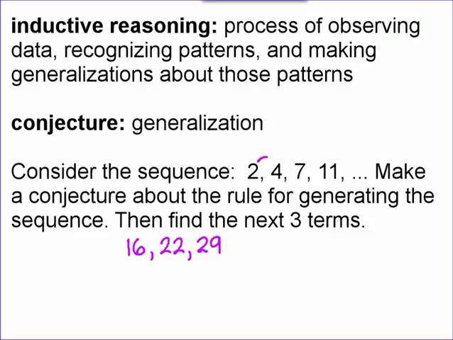So what have you done to 2 to get 4? Added 2. What have you done to 4 to get 7? Added 3. What did you do to 7 to get 11? Added 4. What do you do to 11 to get 16? Add 5. Then you add 6. Then you add 7. Okay? So make a conjecture about the rule. We are going to add 1 more than whatever we added the previous time. So the next one would be you would add 8. So you would just need to put that into words.